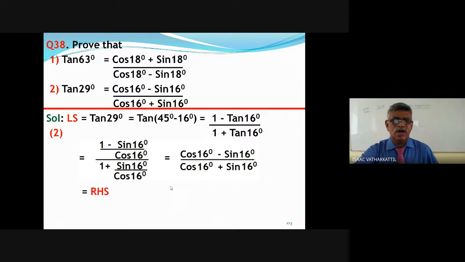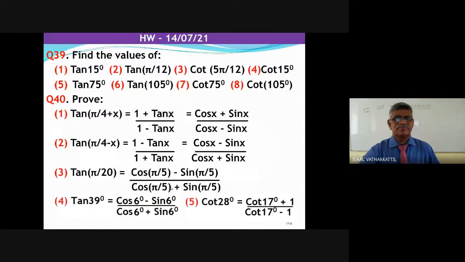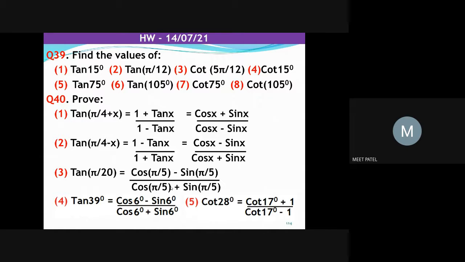Where do we go from here? A few questions. Let me see whether you can do it or not. Tan 15 degrees, tan pi by 12, cot 5 pi by 12, cot 15 degrees, tan 75 degrees, tan 105 degrees. How do we get along? 105 degrees is 90 plus 15.